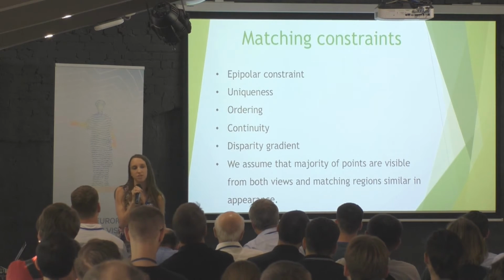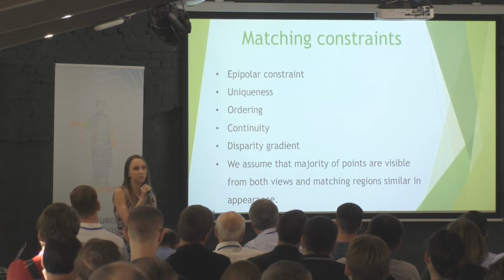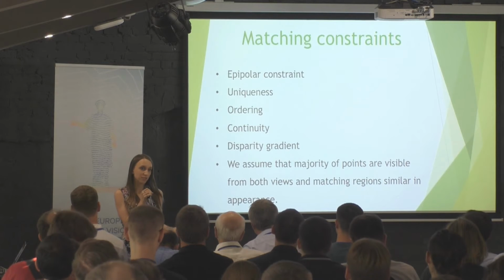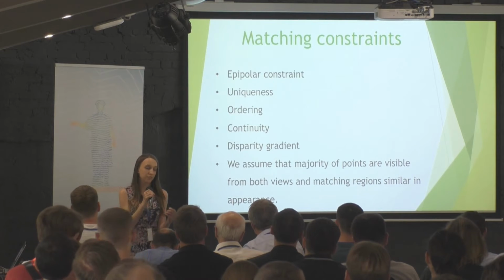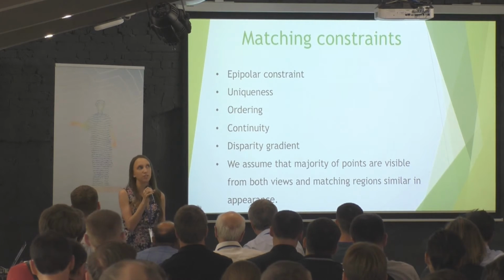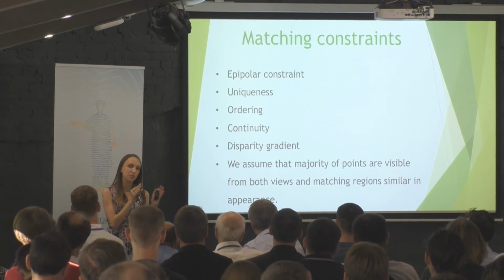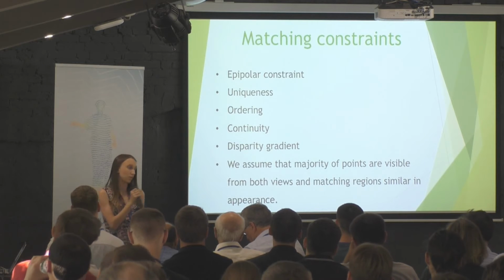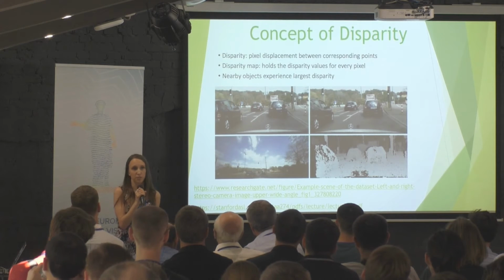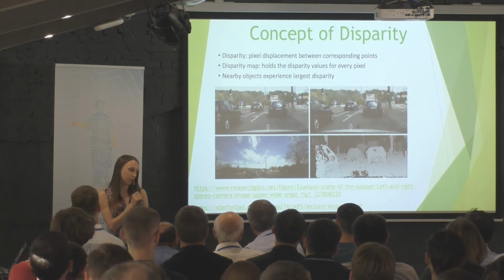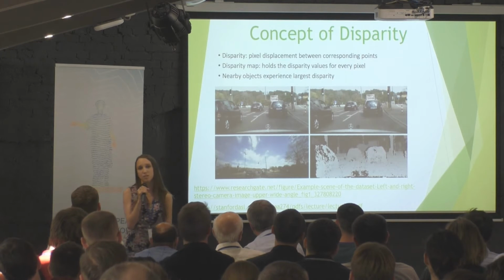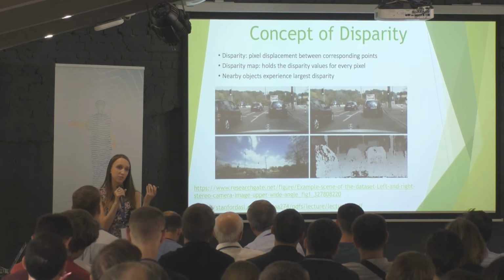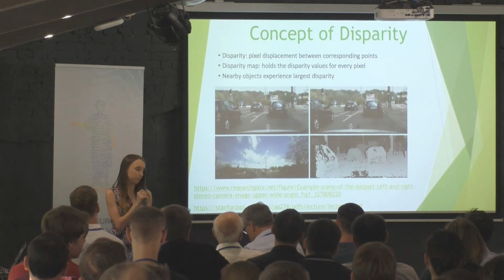We also want some additional constraints, because matching is kind of hard. You can think of having unique matches, one-to-one matching. You can have ordering constraints, and both points have to be visible from each view. Some of these constraints may be broken once you have occlusion. One more concept I want to talk about is disparity. I'll be talking a lot about disparity maps. It's just the difference between right and left pixels. Once the object is close to you, the disparity will be larger. Once you move further, it will be smaller.